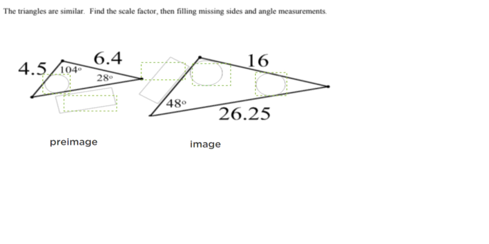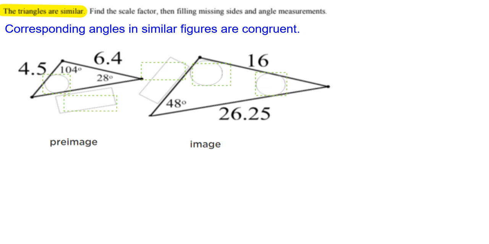Here's another example. The triangles are similar. Find the scale factor, then fill in the missing sides and angle measurements. Well, if the triangles are similar, we should know from our first big idea from the other day that the corresponding angles in similar figures are congruent. So let's mark the corresponding angles in each figure that should be congruent to each other with colors. And we can see the 3 pairs of corresponding congruent angles.